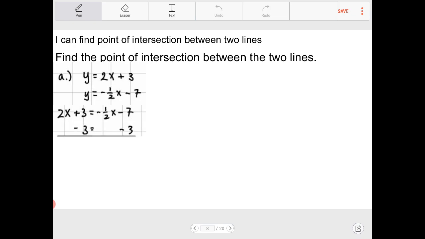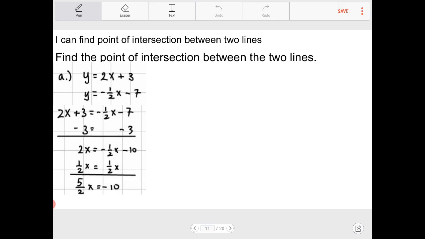I will now subtract 3 from both sides, leaving me with 2x is equal to negative half x minus 10. And I will add half x to both sides, leaving me with 5 halves x is equal to negative 10. I will then multiply both sides by the reciprocal of that fraction, so multiply both sides by 2/5. I end up with x is equal to negative 4.